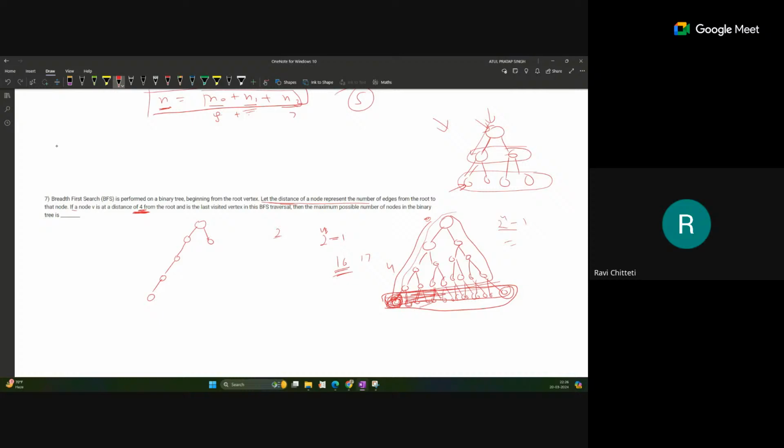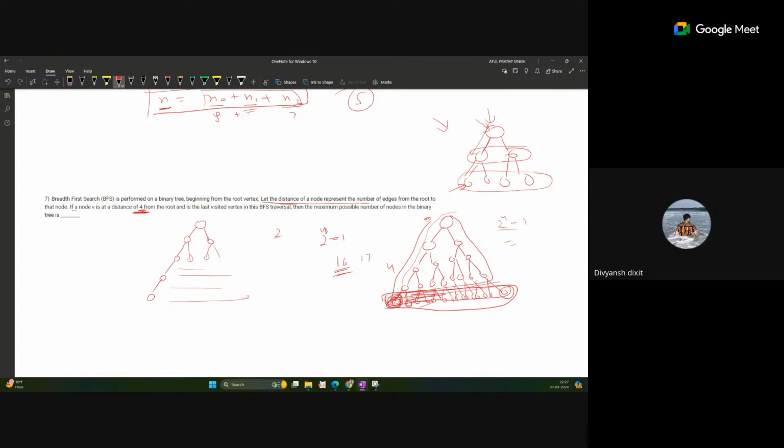No, 2 power 4. That is maximum. Yeah, for the maximum case, maximum is 2 power 5 minus 1. Yes. And the minimum will be 2 to the power 4 plus 1. No, why should it be 2 to the power 4 plus 1? Because it cannot be skewed? Why can it not be skewed? It is a binary tree, no? It is a binary tree, it can be skewed.